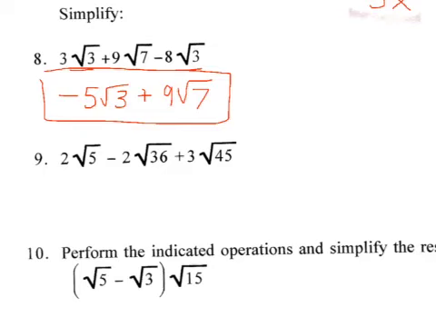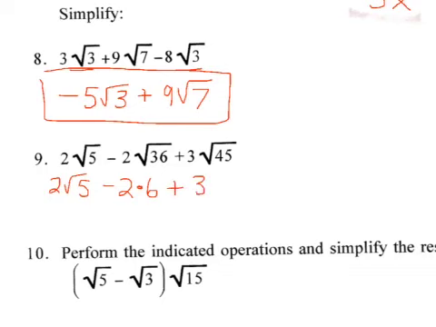Let's take a look at number 9. Number 9, we have 2 root 5 minus 2 root 36 plus 3 root 5. Nobody has the same last name yet, but maybe we can do some simplifying and get them there. 2 root 5 is as small as he can go. And oh my gosh, look, the square root of 36 is 6. So we have 2 times 6.